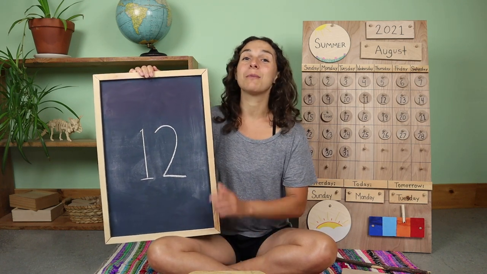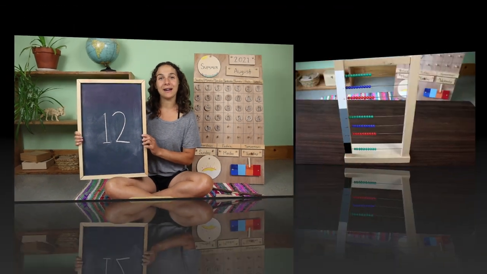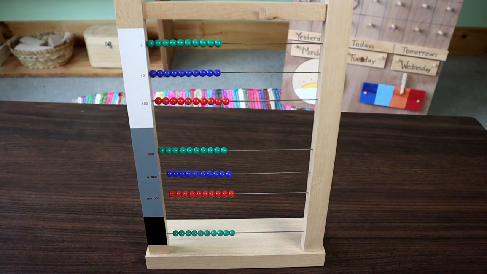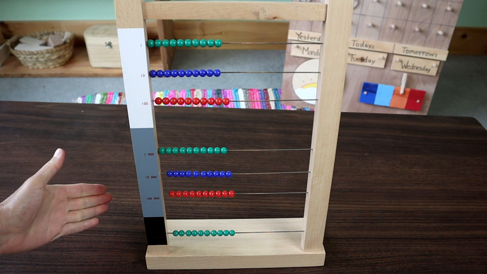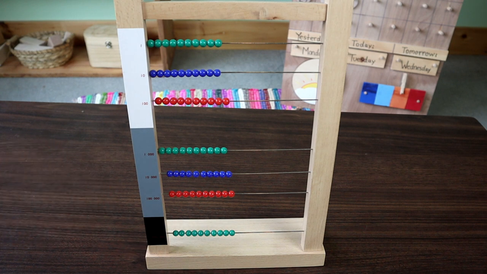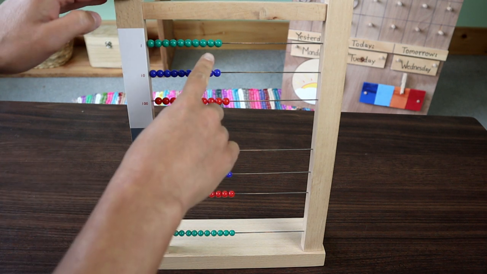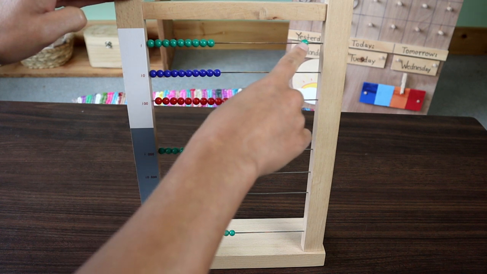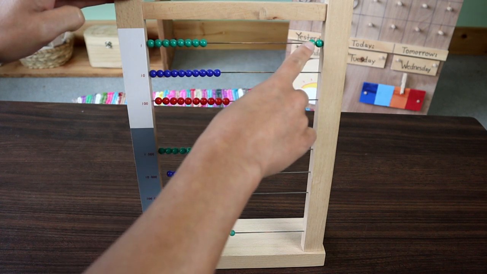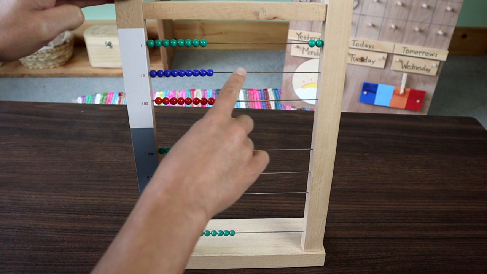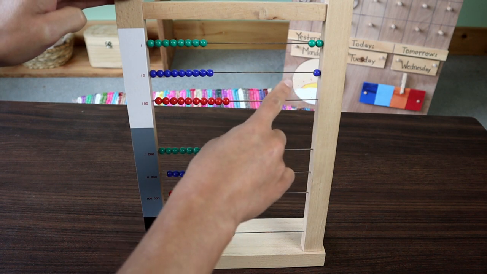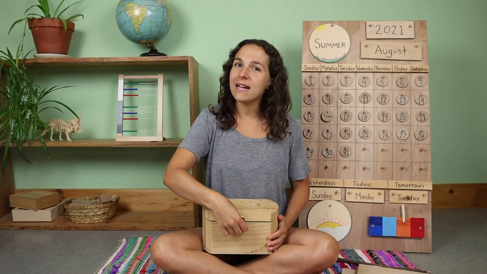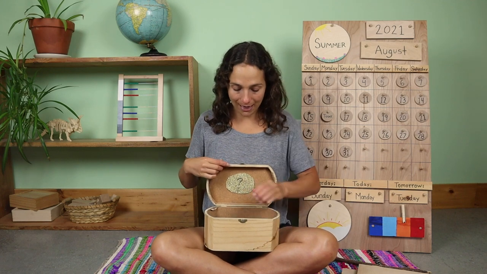Now let's count to the number 12 together using the large bead frame. This week we're going to count to the number 12 using the large bead frame. In order to count to 12, we need 2 units, 1, 2, and 1 ten, 12. And let's take a peek inside of this box and see what we have to count today.